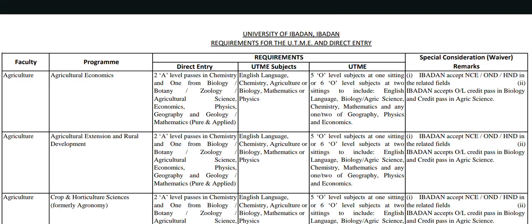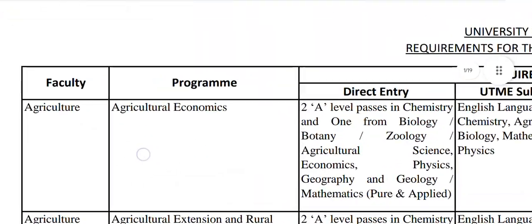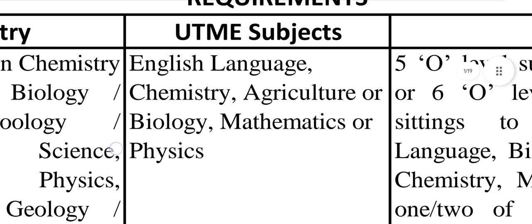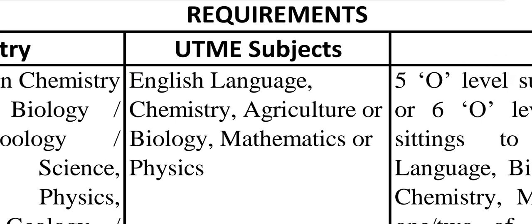We are going to be interpreting some of these combinations now. As I said earlier, science students do not really have issues. So when you see under UTME subject for this particular course, agricultural economics, the UTME subject, that is JAMB subject combinations, those are the four subjects you are going to be picking in JAMB.